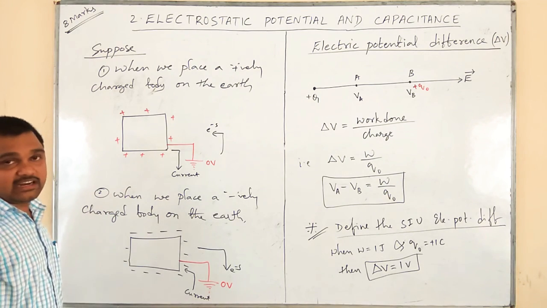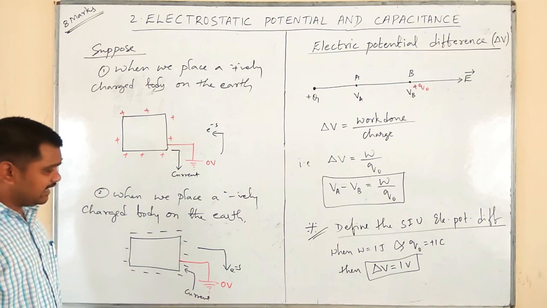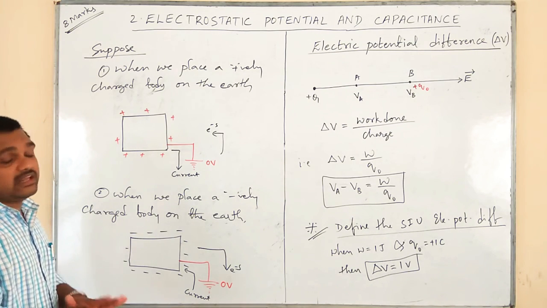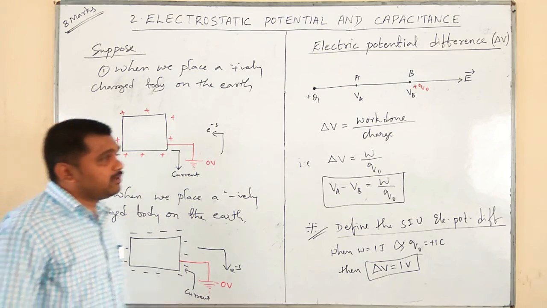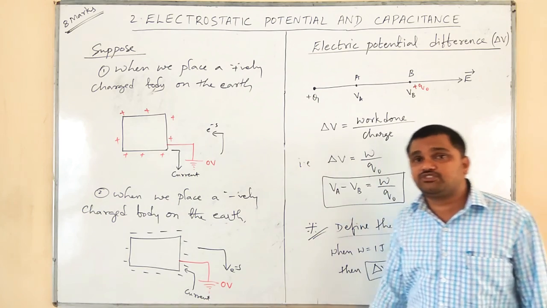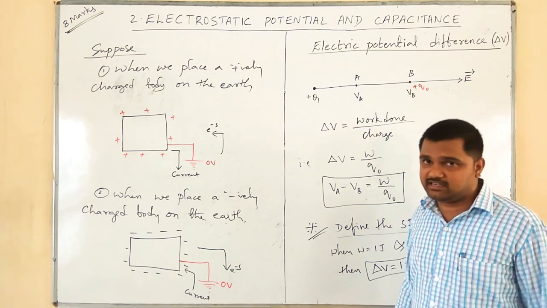Like this, we can understand the concept of electric potential and electric potential difference. Okay, fine. In the next class, let us discuss one important 5-mark derivation, that is an expression for electric potential at a point due to an isolated positive charge.